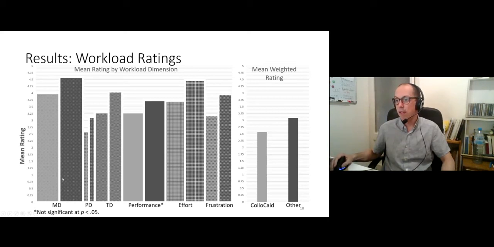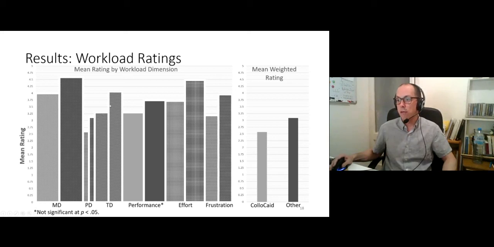You'll notice that the bars here on this chart are of different widths, and this represents the relative importance the users gave to each of these dimensions in this collocation lookup task. So the most important was the mental dimension, then we have performance, then we have effort, then we have frustration, then we have temporal, because this really wasn't a time task, and then we have physical demand. So they didn't find clicking or opening and closing browser windows too demanding.